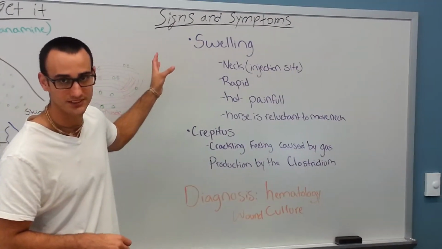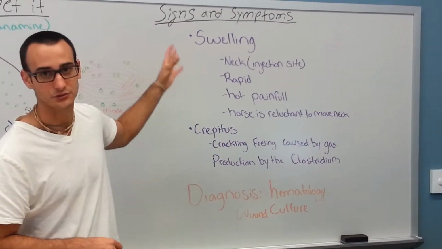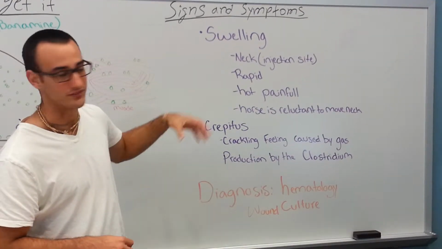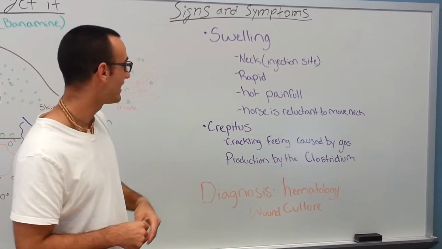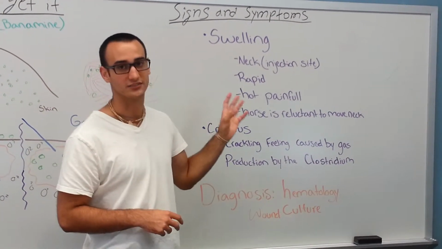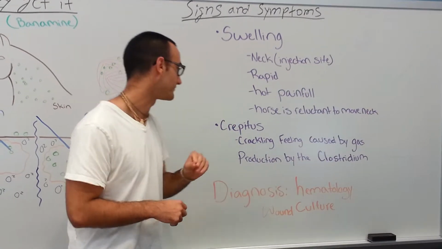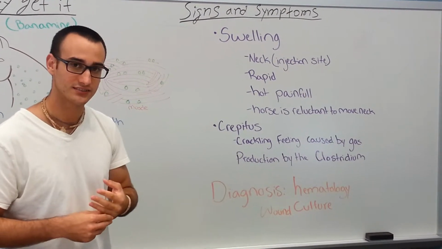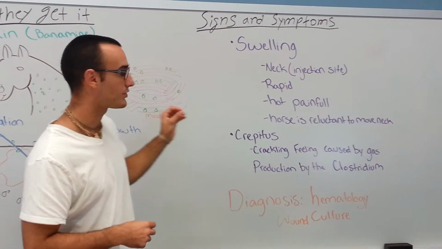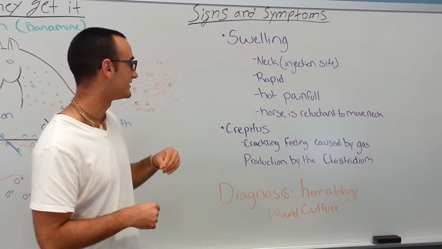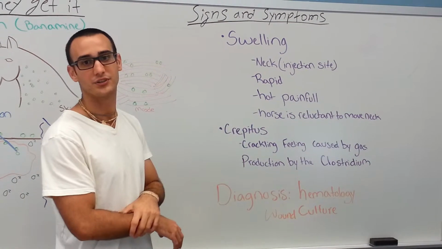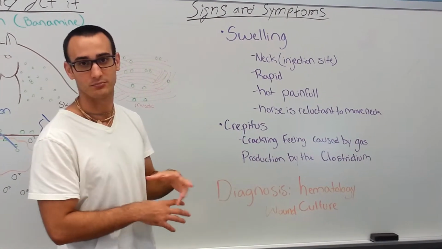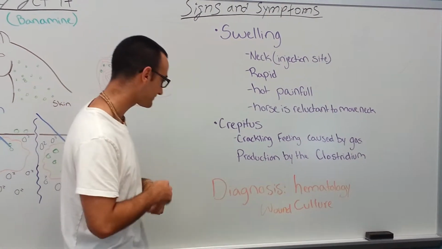So what are some signs and symptoms? The most common sign is swelling. You have rapid swelling of the neck, hot and painful, and your horse will be in much pain and reluctant to move his neck. Another symptom you could feel is crepitus on their skin, where gases caused by the bacteria build up, and when you touch the skin of your horse, it will feel very bumpy and lumpy.